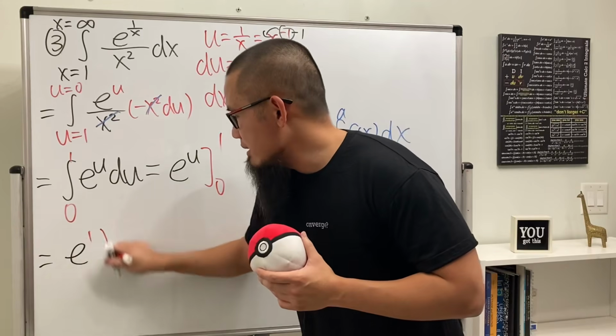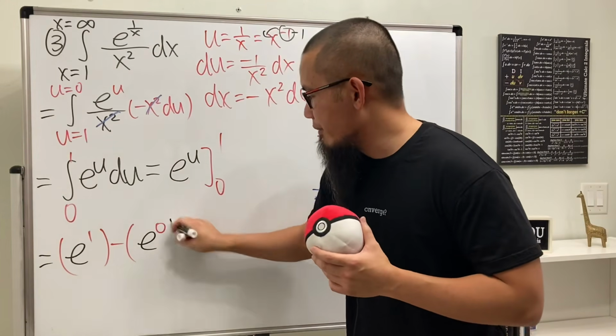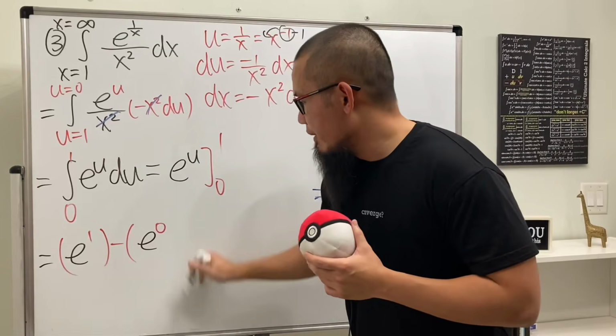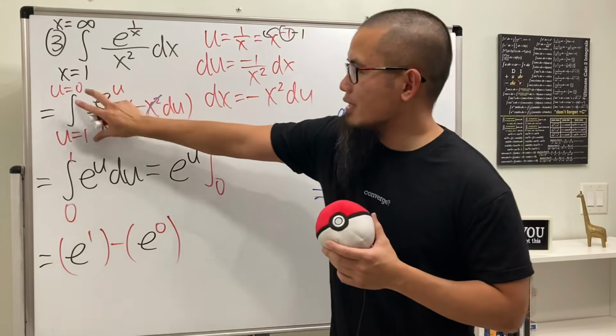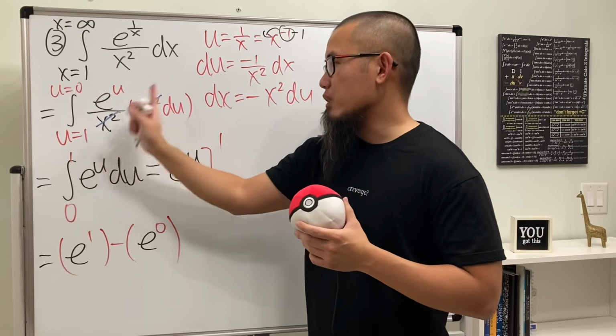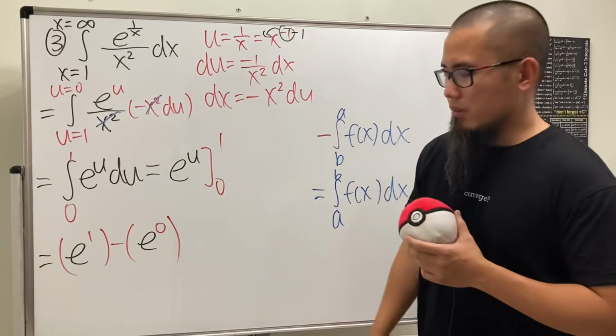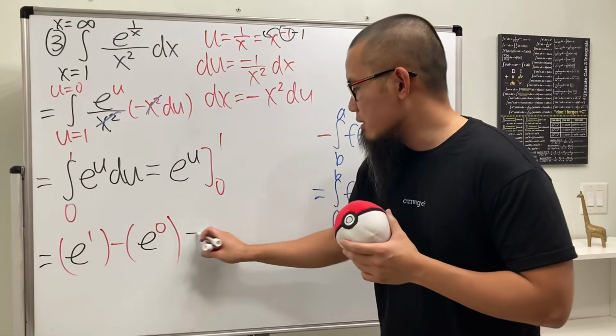e to the 1, and then minus e to the 0. If you didn't switch the order of integration, then you have to plug in 0 first, and then minus plug in 1, and then you have the negative on the outside. So just a different order, but in the end, you end up with the same answer.